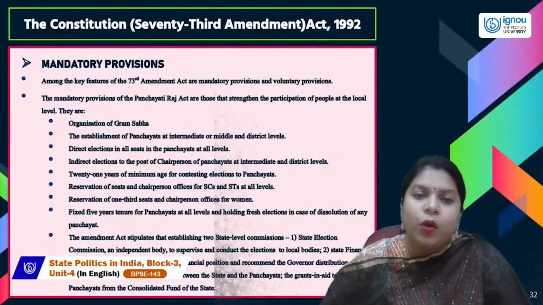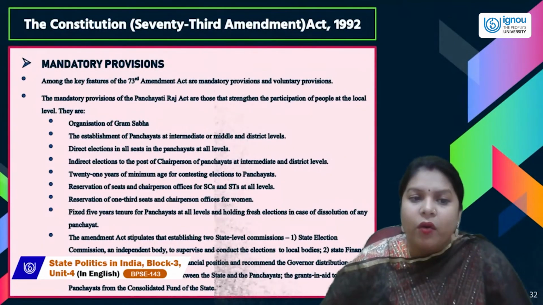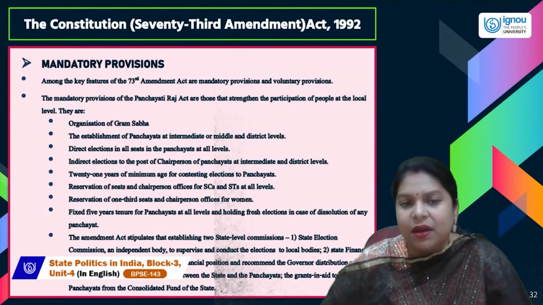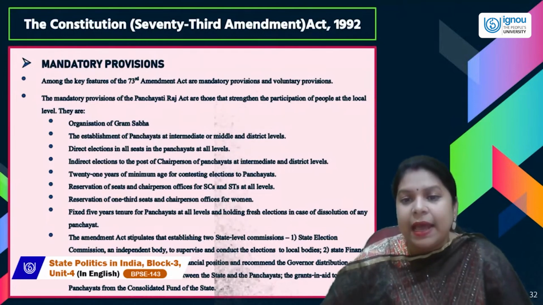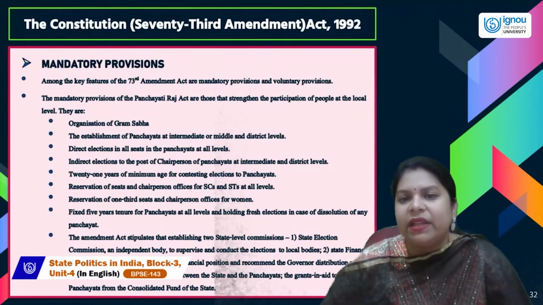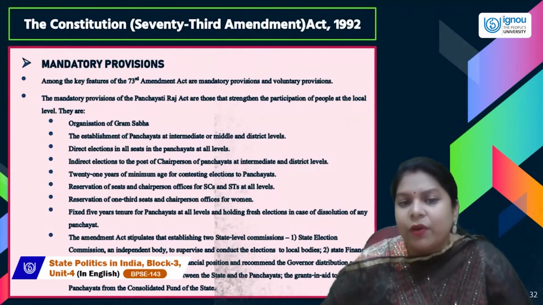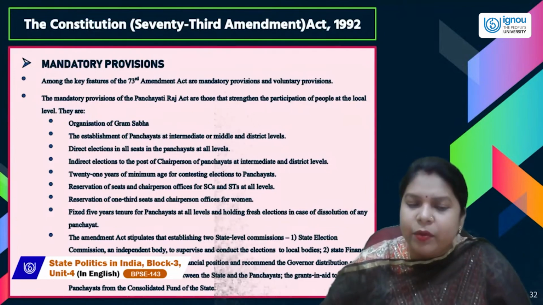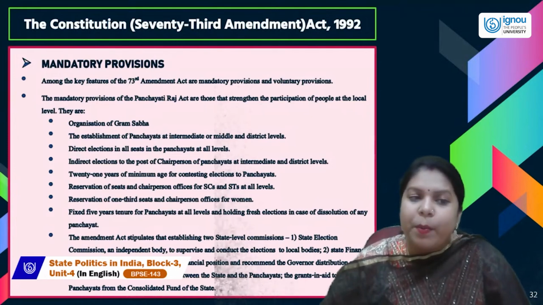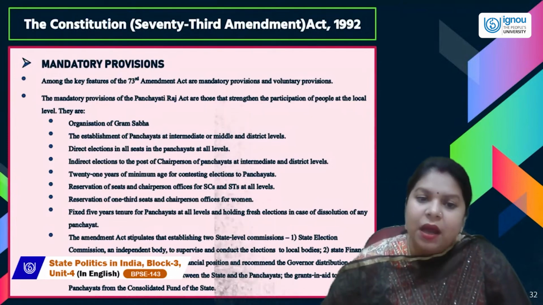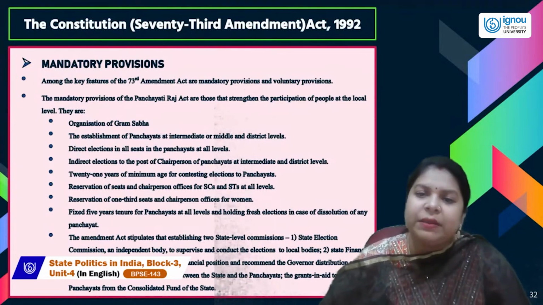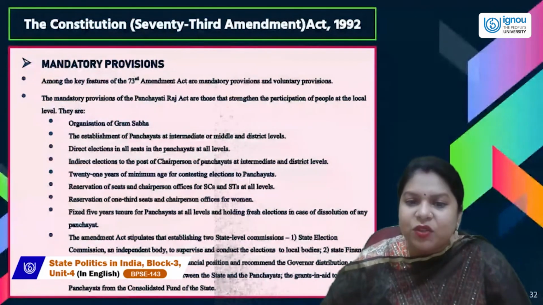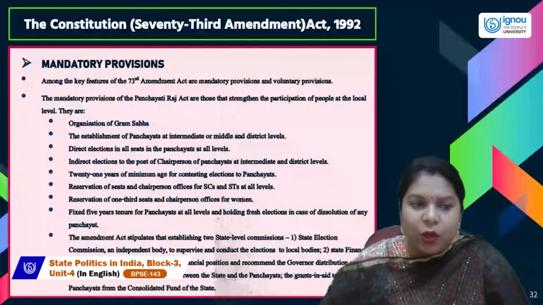Now, let's talk about the mandatory provisions of the 73rd Amendment Act. Among the key features of the 73rd Amendment Act are mandatory provisions and voluntary provisions. So, we will see what the mandatory provisions and the voluntary provisions are. The mandatory provisions of the Panchayati Raj Act are those that strengthen the participation of people at the local level.